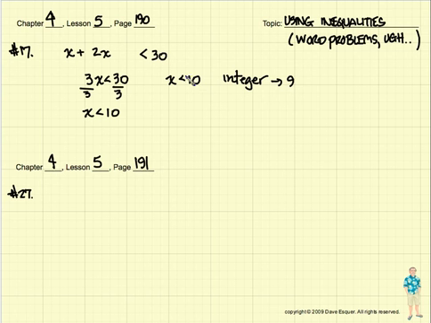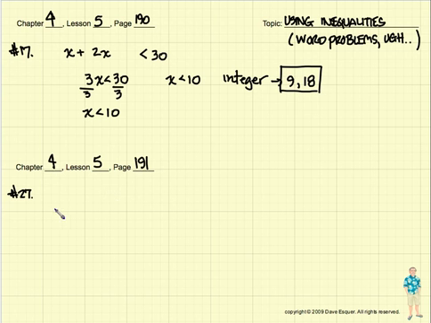9. It's not less than or equal to 10, but it's less than 10. So the next one as an integer that's less than 10 is 9. And the second one was twice that, so the other one must have been 18. So the two integers were 9 and 18 for our solutions. Not so bad. Number 17.